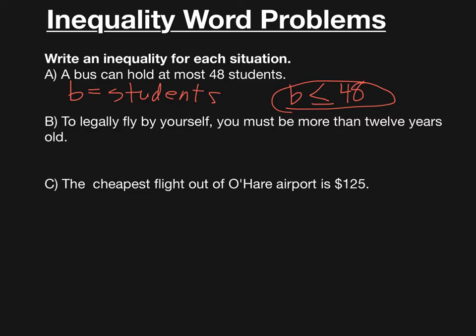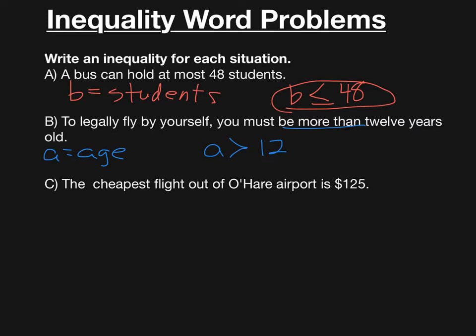Example B says that to legally fly by yourself, you must be more than 12 years old. So in this case, we're talking about age. Let's use A to represent the age of the person. So the age we're comparing to 12, the age of the person, if they're going to fly, has to be more than 12. So A is greater than 12.